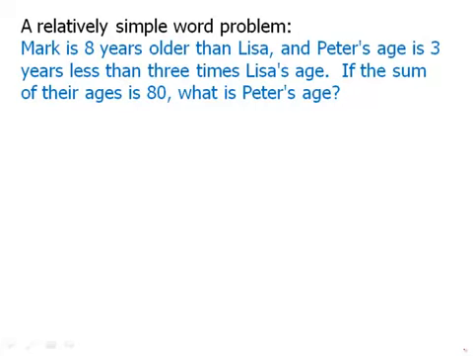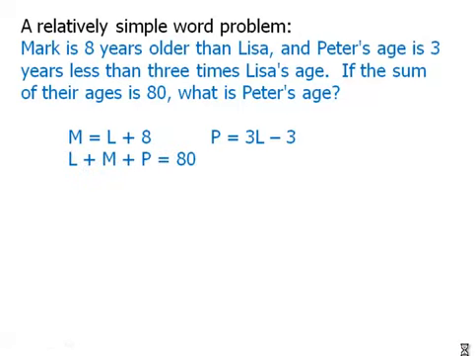So Mark equals 8 years older than Lisa, L plus 8. That's one equation. The other one a little trickier. Peter is, P equals 3 years less, so we're subtracting 3 times Lisa's age. So 3L minus 3. That's Peter's age. So notice we're expressing both of these in terms of L. Then the sum of the ages is 80. So if we plug in those two top equations, we can just write one equation in terms of L. And so that's often what happens here.